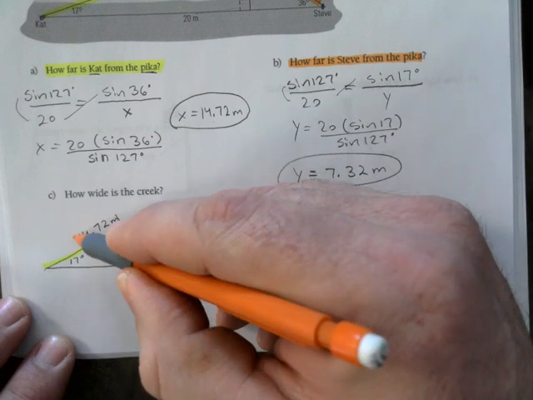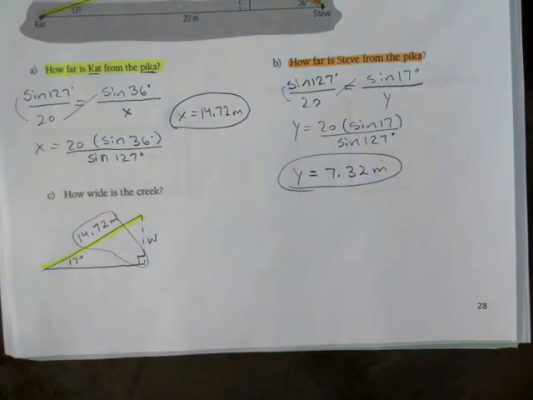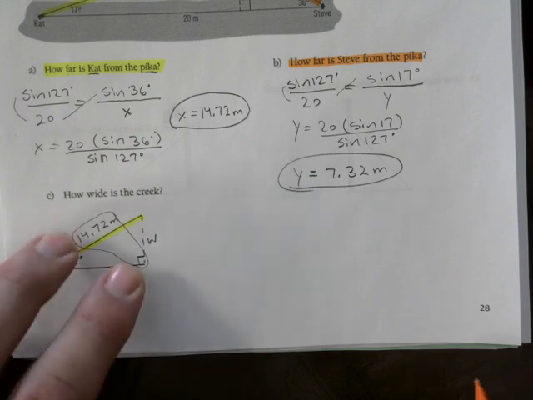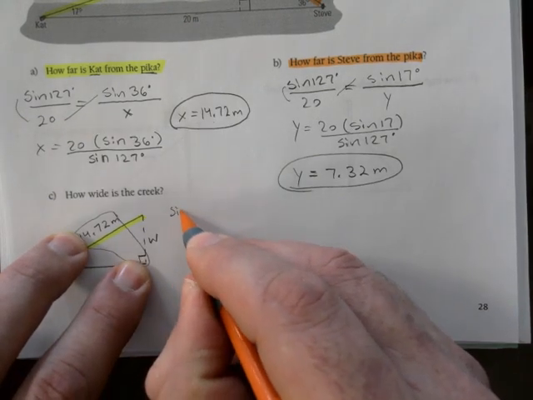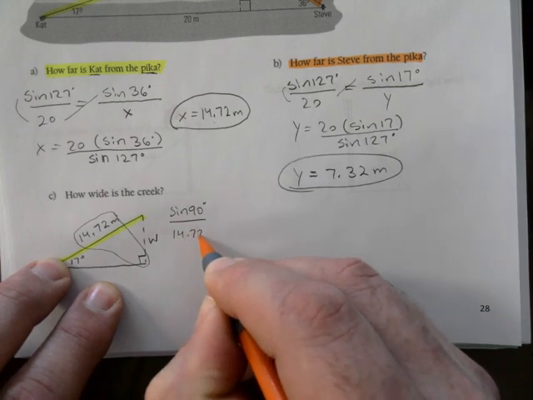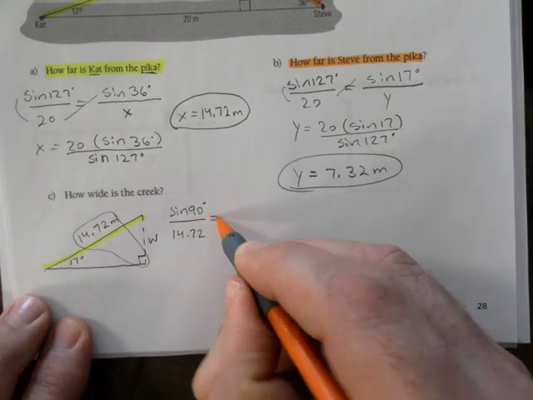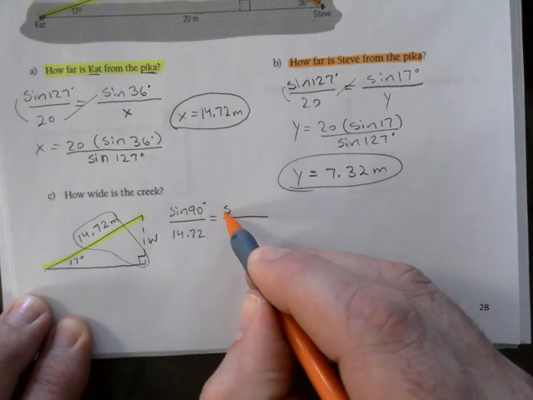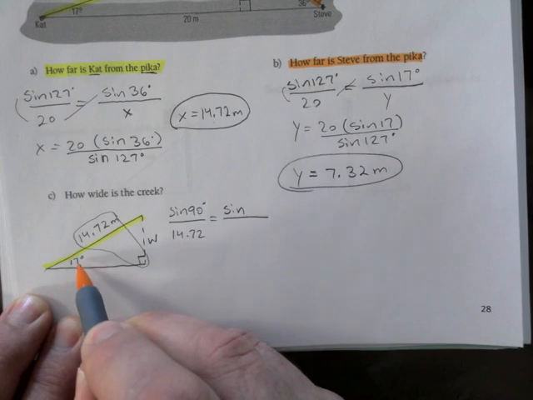You will notice, guys, I would say 70% of the time you use sine law, 30% of the time we use cosine law. That's just how it goes. Most of the time we use sine law, but not always. You just need to know when to use what. But here's our pair. So we're going to go sine of 90 over 14.72 is equal to sine of, we have 17, correct?